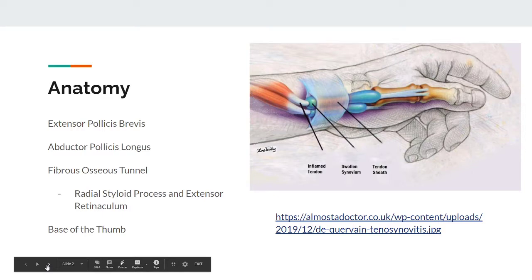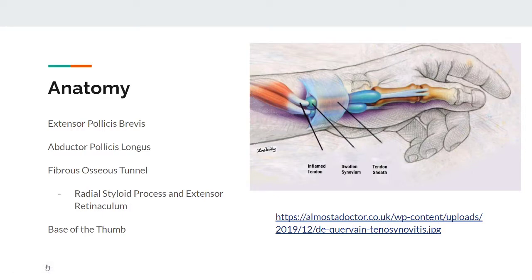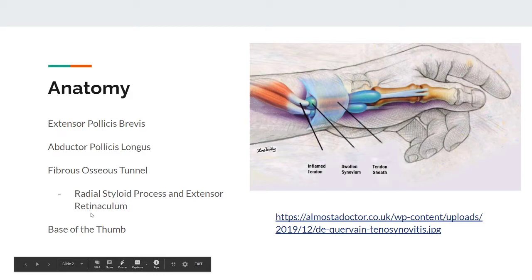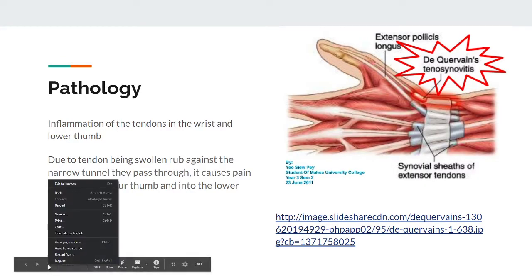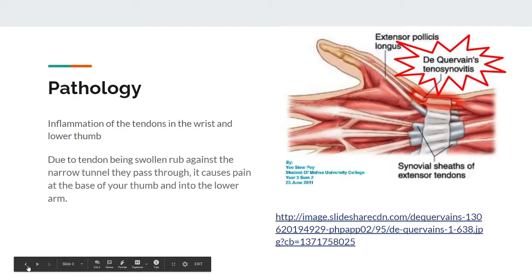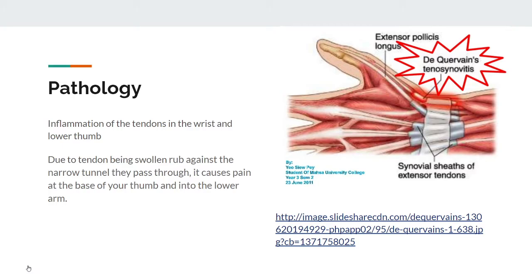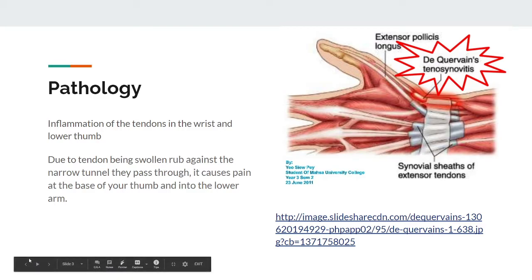Anatomy would be extensor pollicis brevis, abductor pollicis longus, and the fibro-osseous tunnel, which is the radial styloid process, retinaculum, and the base of the thumb. Pathology would be inflammation of the tendons in the wrist and lower thumb, due to the tendons being swollen and rubbing against the narrow tunnel they pass through. It causes pain at the base of your thumb.